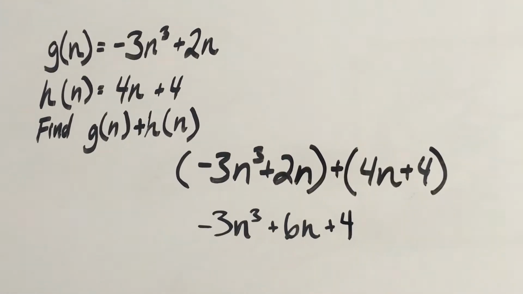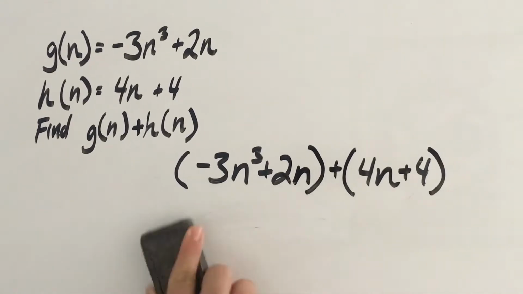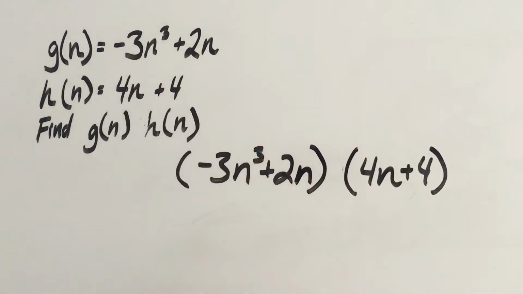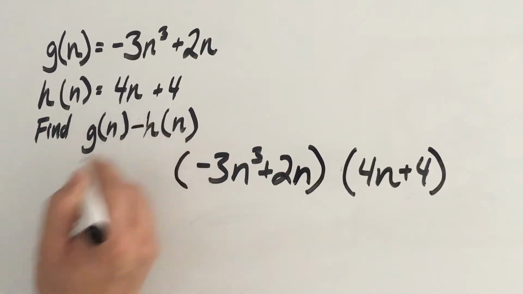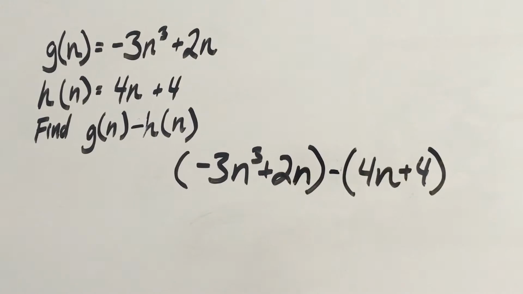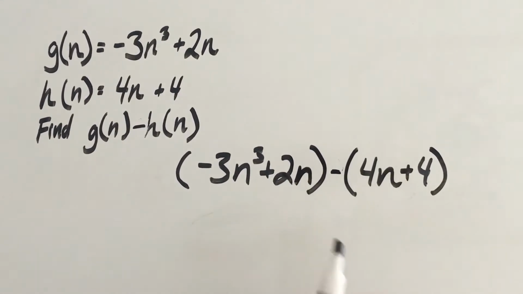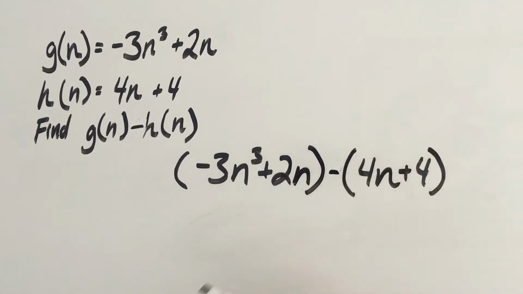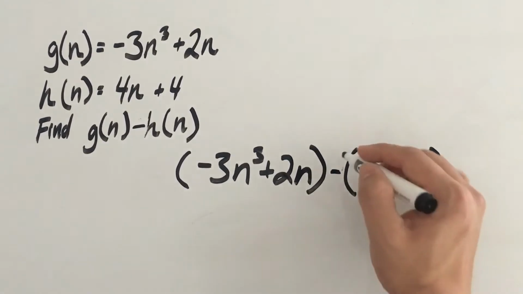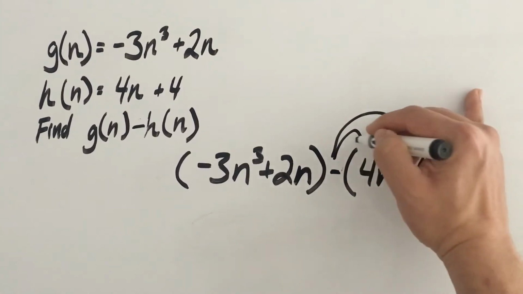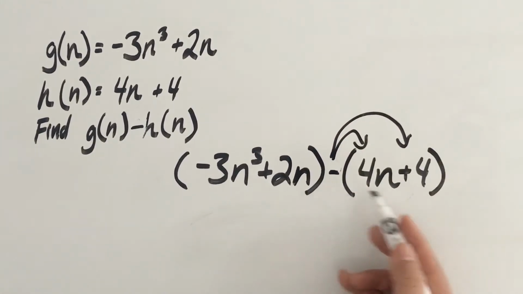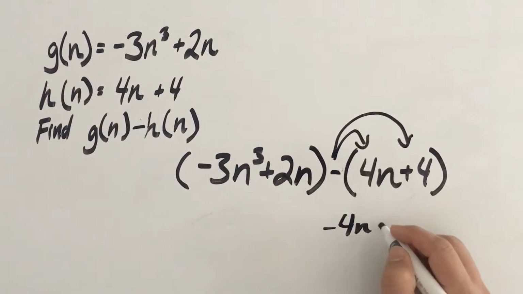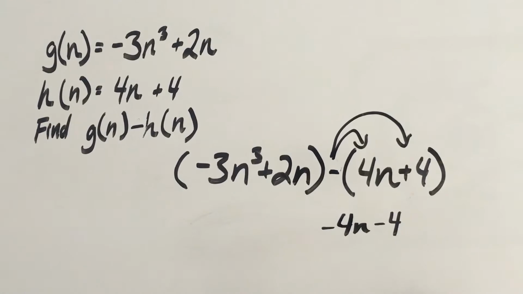Now if you were going to subtract functions, it's very similar with a couple changes. So same scenario. Let's just pretend they're telling us to subtract now. It's the same exact process. The only difference is you got to make sure you distribute this negative sign to everything behind it, everything in this function, okay? So what this is going to do is take positive 4n and make it negative 4n. It's going to take this positive 4 and make it negative 4. It turns everything to its opposite, okay?